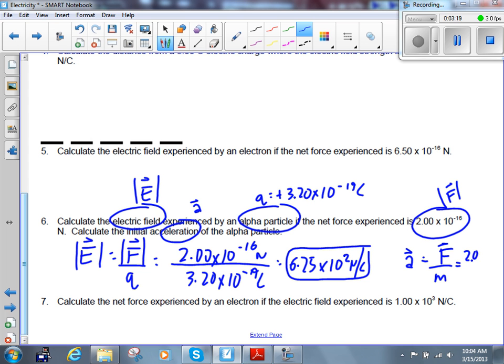It's 2.0 times 10 to the minus 16 newtons. Divide that by the mass of the alpha particle, which is, again, on your data sheet. If you're ever missing data that you think you need, just check your data sheet. The mass, by the way, is 6.65 times 10 to the minus 27. We do the math on that, it works out to be 3.01 times 10 to the 10 meters per second squared. We okay with that question? Yeah?